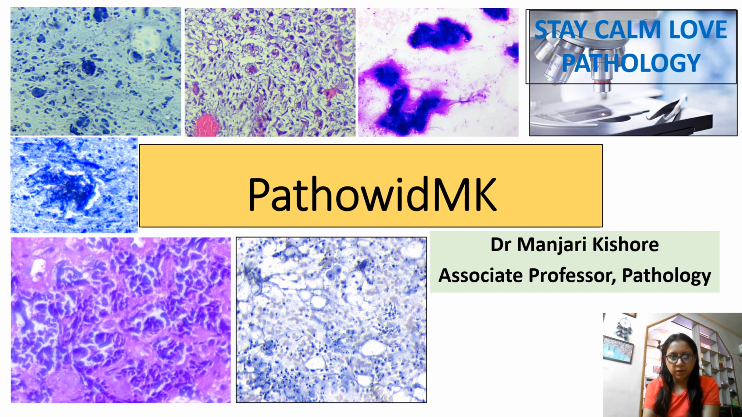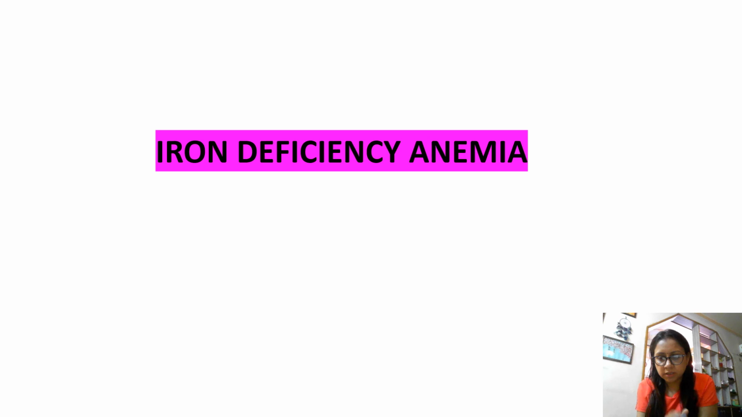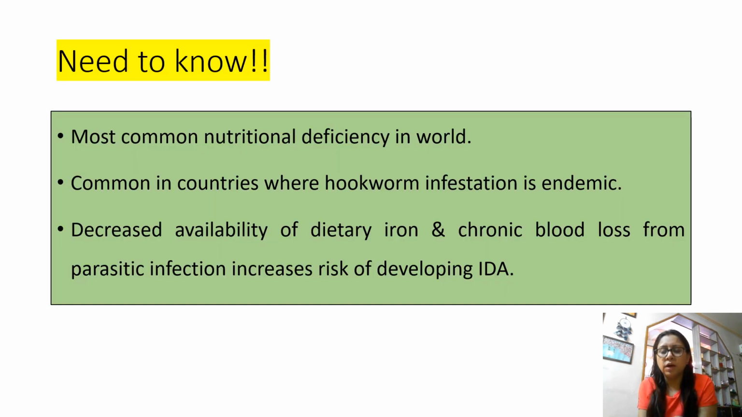So today here I am again with the lecture in continuation with my topic, that is anemia. In my previous lecture I had taken just a brief introduction to anemia, like how we approach it and what is the basic thing which we should know about anemia overall. So today we'll be starting with the main topic, that is one major type of anemia, that is iron deficiency anemia. So what you should know about iron deficiency anemia to begin with, as we all know, this is the most common nutritional deficiency worldwide, and it is common in those countries where hookworm infestation is known to be endemic.